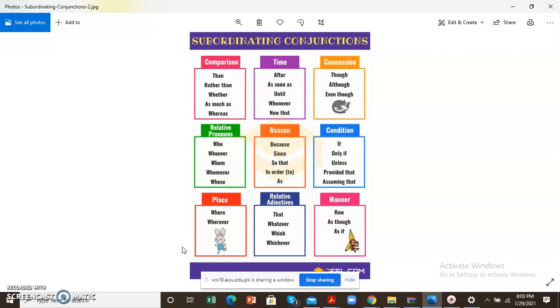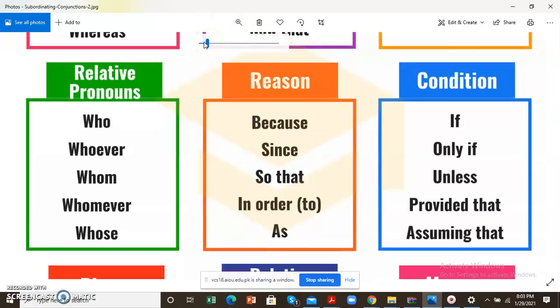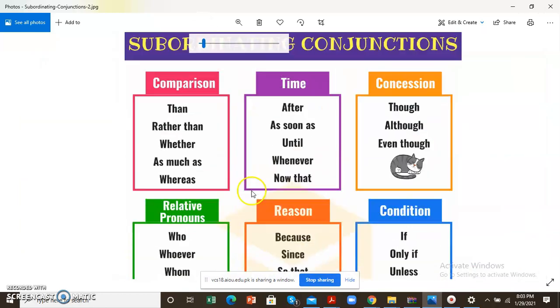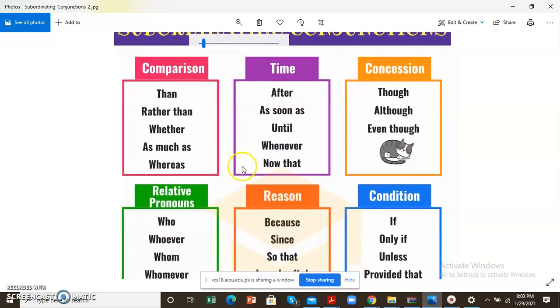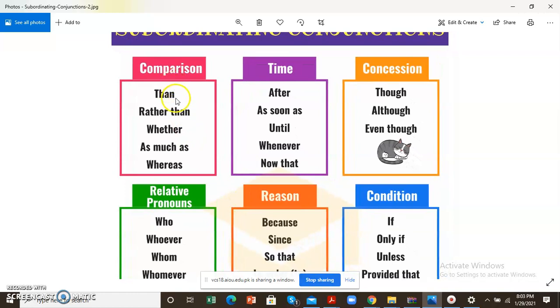Now the good thing here is that you are going to have a look at subordinating conjunctions, and I will zoom in a little so that it becomes even clearer. If we talk about comparison, use of comparison: than, rather than, whether, as much as, whereas. So different words for the use of comparison are comparing one object with the other one, right? Whereas, as much as, whether, rather than, or than.